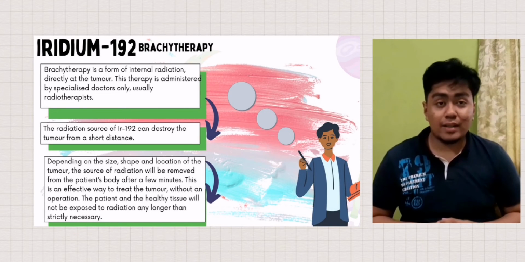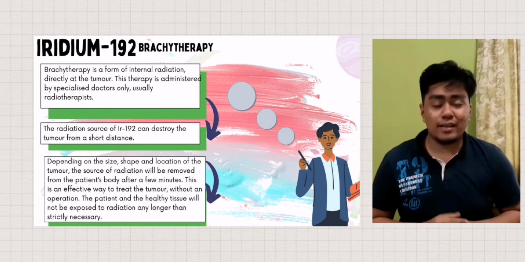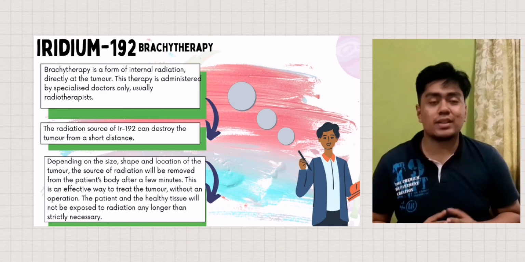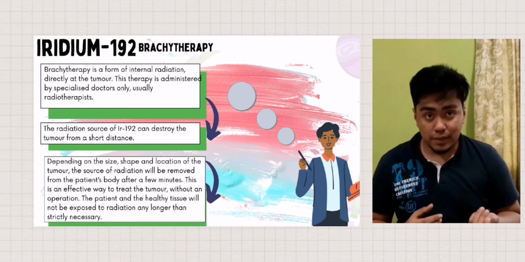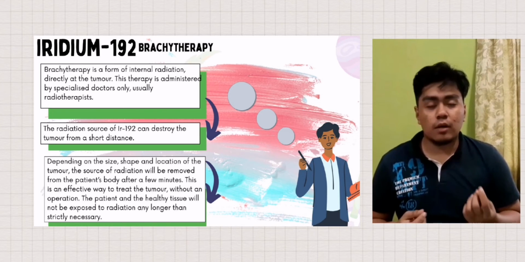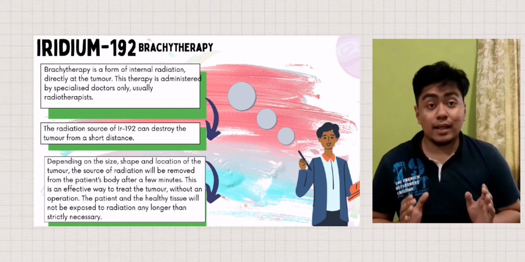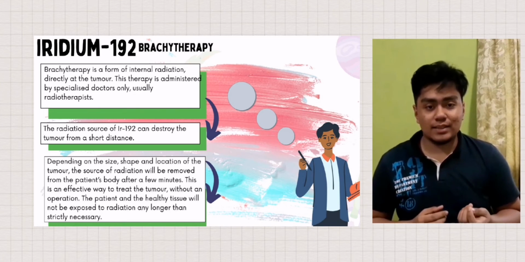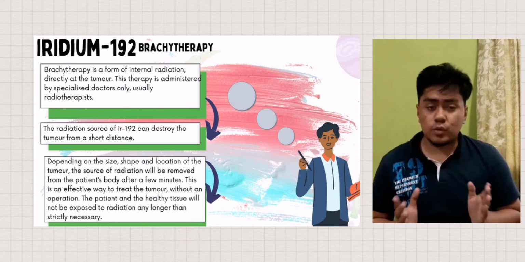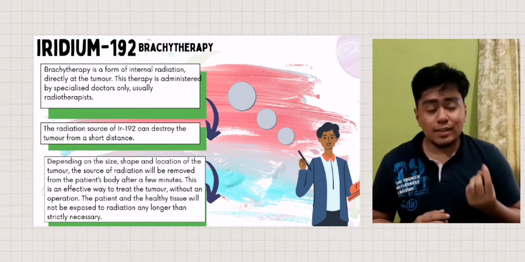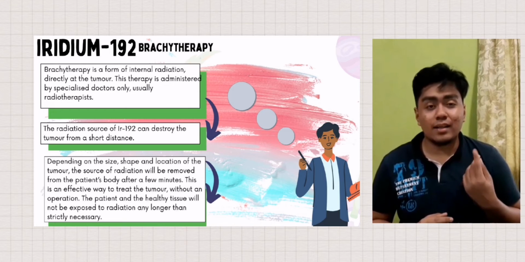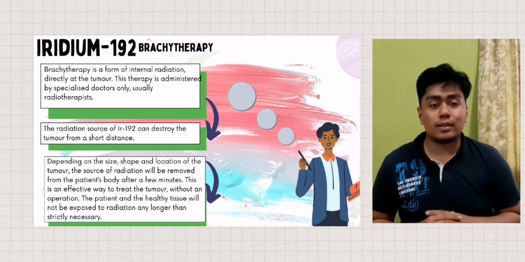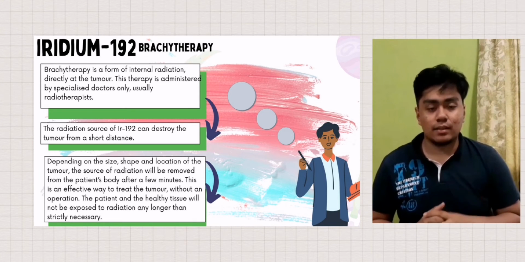Next, we go to iridium-192. In medicine, iridium-192 is usually used in brachytherapy. Brachytherapy is a form of internal radiation directed at the tumor. This therapy is administered by specialized doctors only, usually radiotherapists. The radiation source of iridium-192 can destroy the tumor from a short distance.